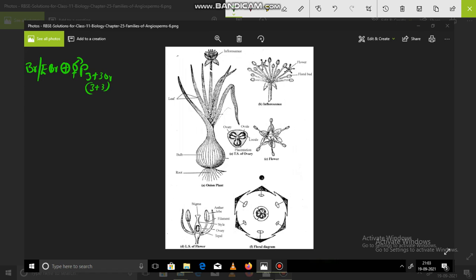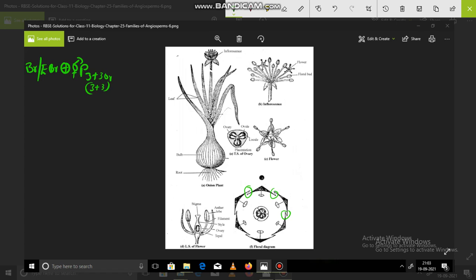This is called fused condition. Here you can see how the tepals are fused. I already told you what tepals are. Tepals means it is not having calyx and corolla; that is called tepals. Tepals is otherwise called perianth, that's why the P of perianth.